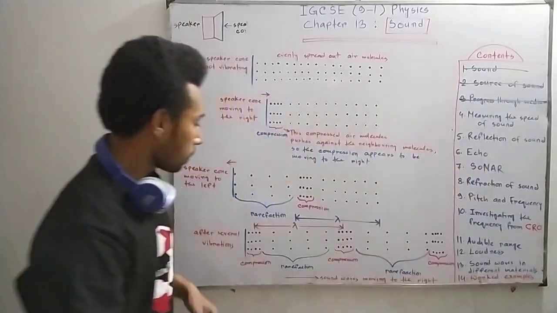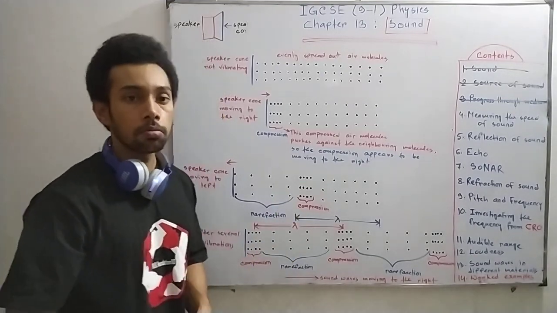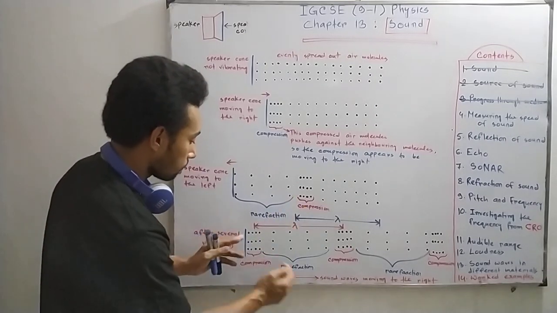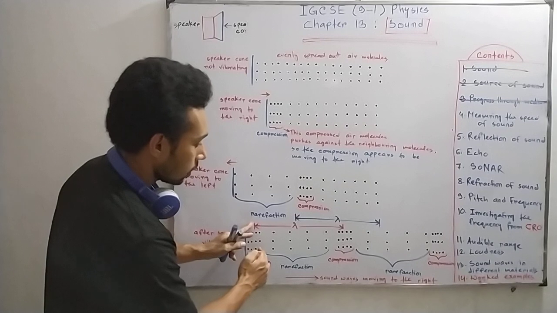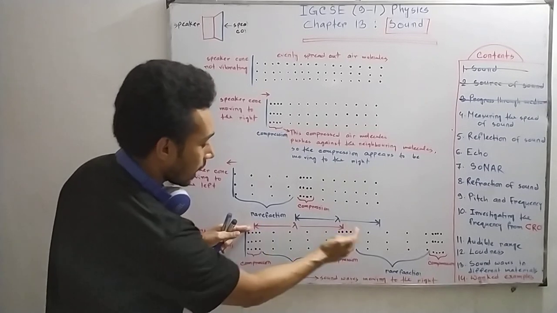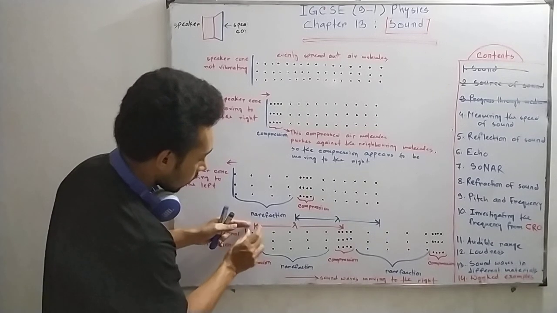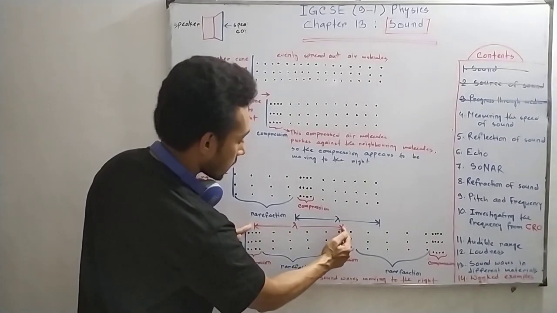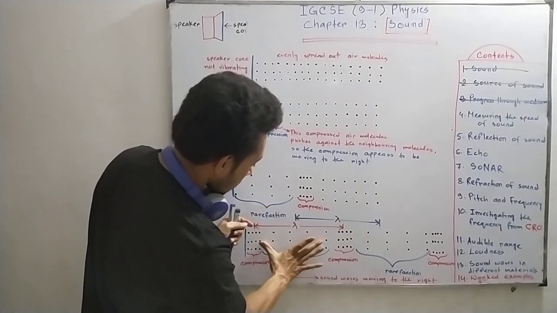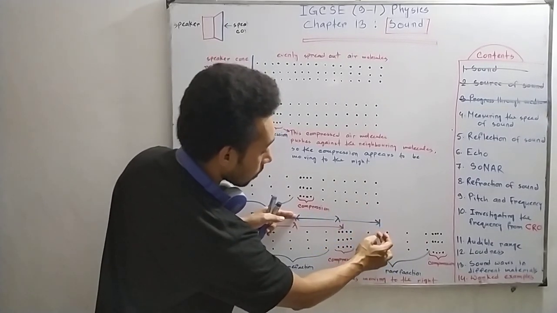Sorry, I forgot to clear one more thing. If you were to label the wavelength of the sound, then you must label from the center of compression to the center of the adjacent compression. Or you can also label from the center of one rarefaction to the center of the adjacent or next rarefaction.